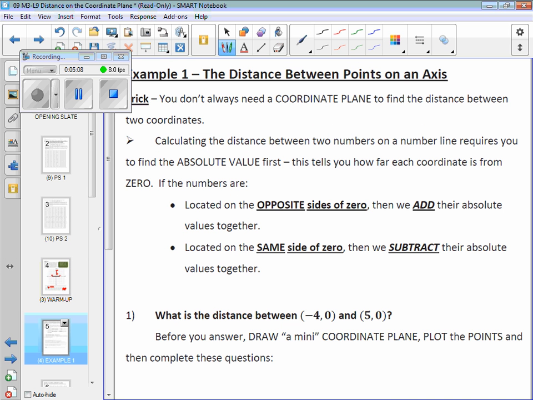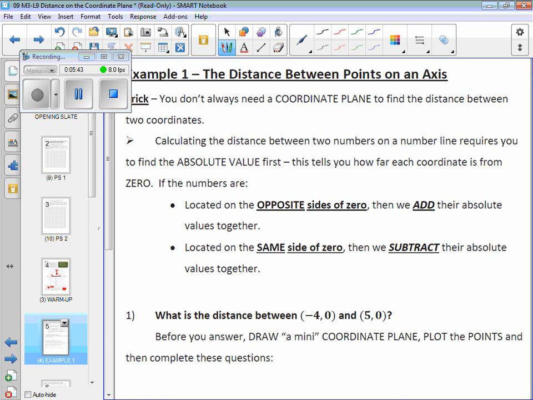All right, the trick is that you don't always need a coordinate plane to figure this out. Calculating the distance between two numbers on a number line requires that you find the absolute value first, and that tells you how far each coordinate is from 0. Now here are the rules that you've got to remember. If the points are on opposite sides of 0, another way to remember it is if they're in two different quadrants, then you add their absolute values together. If they're in the same quadrant or on the same side of 0, you subtract their absolute values.